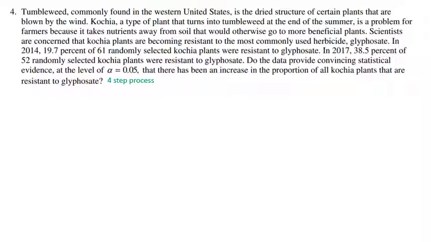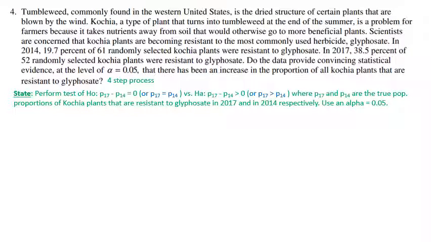All right, so we're using our 4-step process here. The state. So this is going to be a hypothesis test for difference in proportions. I'm calling the 2 proportions with subscript 17 and 14 to keep track of them. You can just use P sub 1, P sub 2. Remember, those P's represent the proportion in the population that are resistant to the herbicide in each of the years. Now, our hypothesis test is saying that there is no difference between the two. So we could say that the difference between them is equal to 0, or we could say that P sub 17 is equal to P sub 14. Either way you want to do that, but be consistent.